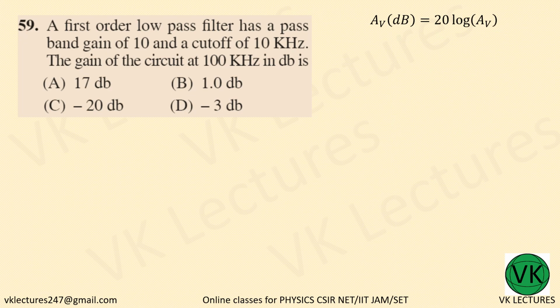So for the 59th question we have the answer as option D, which is minus 3 decibel. The gain in decibel is given by 20 log AV. Now what is this AV? AV is V out by V in.